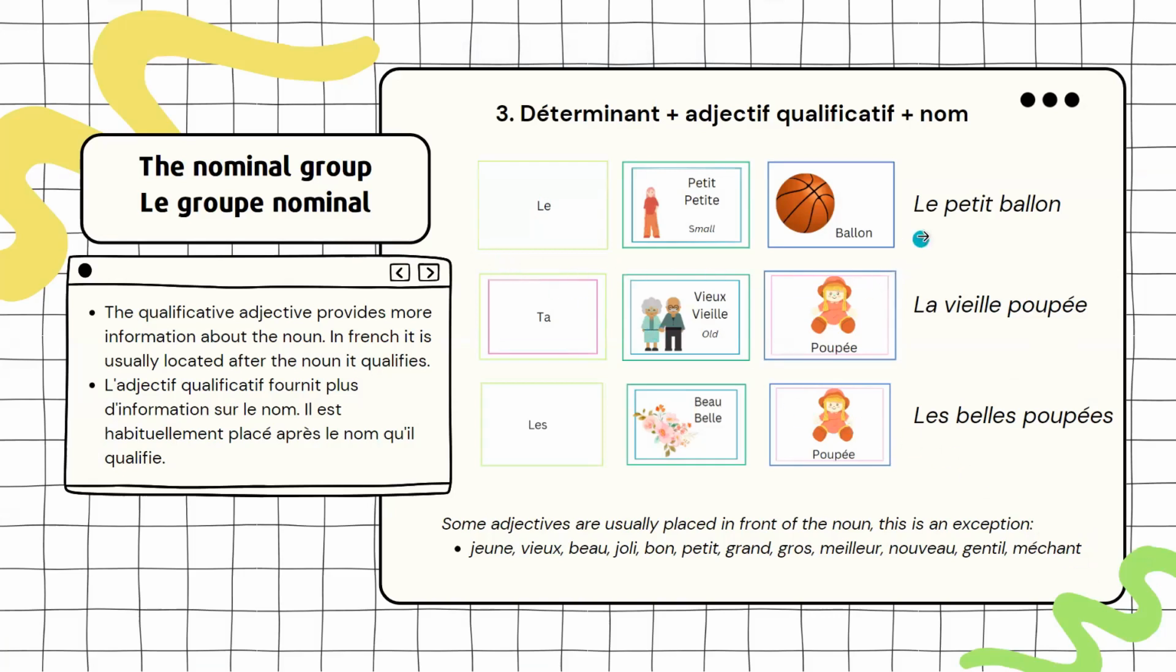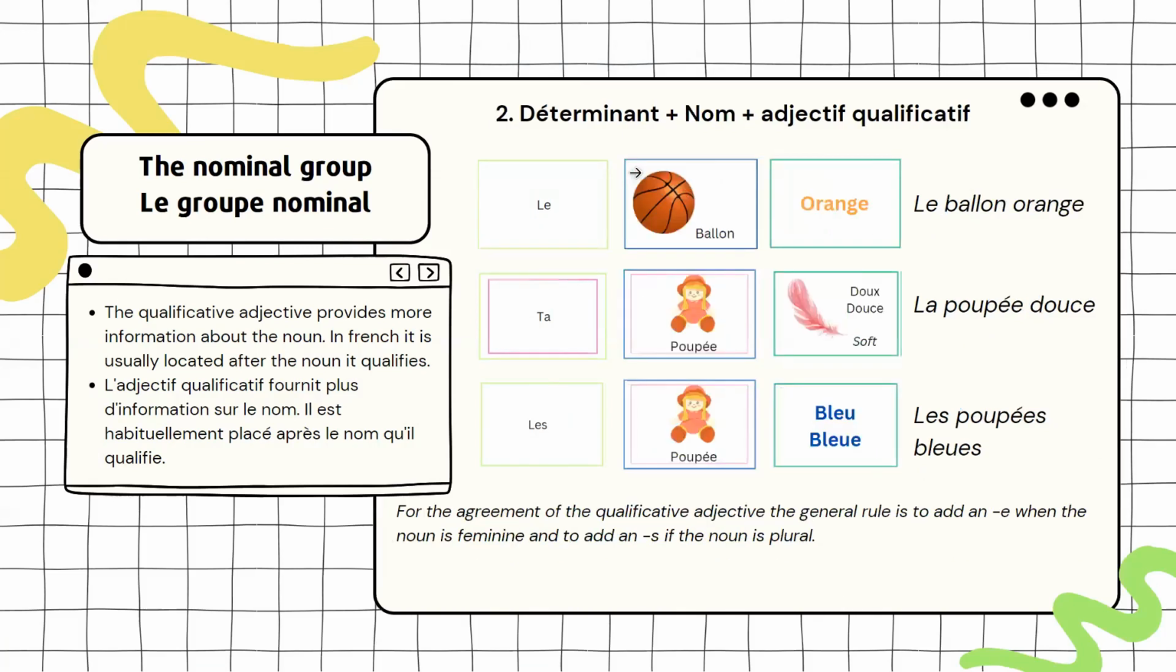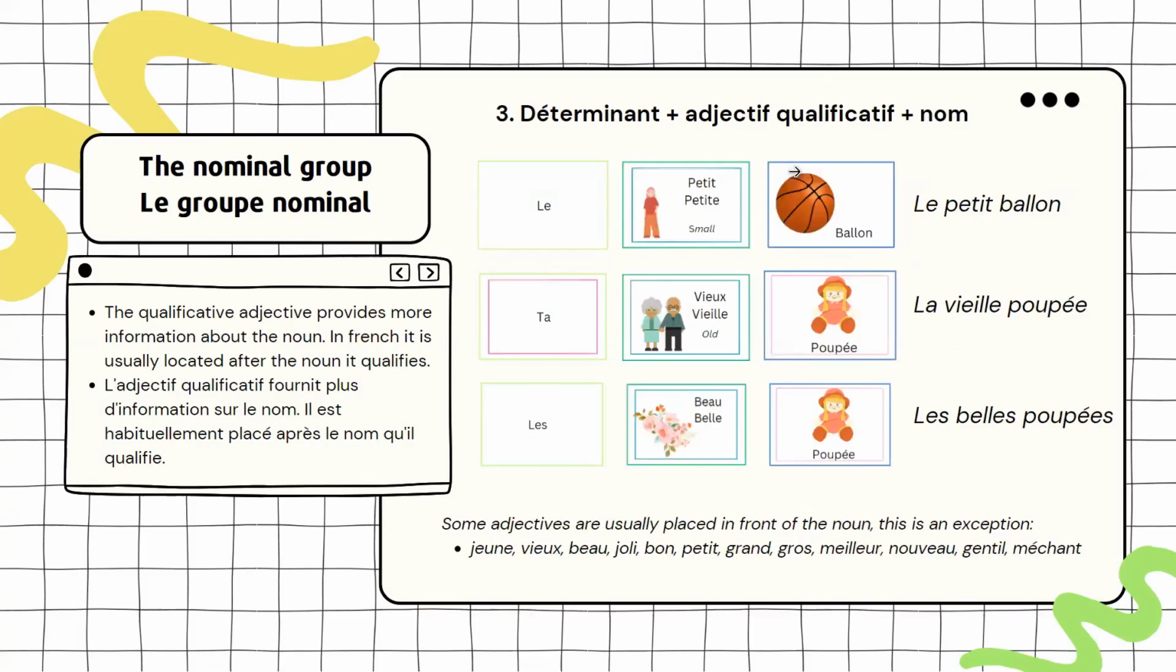Le petit ballon. Ta vieille poupée. La vieille poupée. Les belles poupées. So we note that the adjectives have a dark green outer layer. And when they should be placed in front of the noun, they have a lighter blue edge. The normal adjectives only have one edge. The ones that go before the noun have two edges.